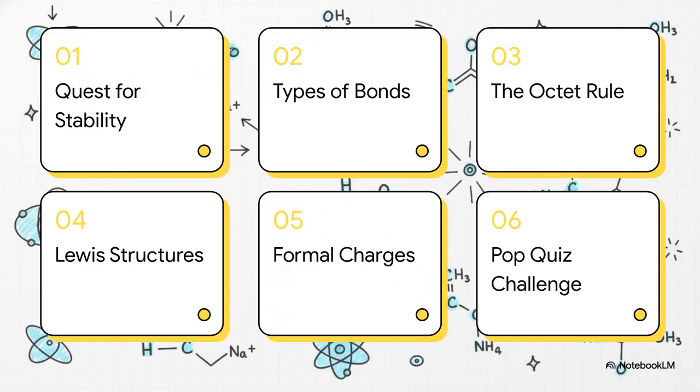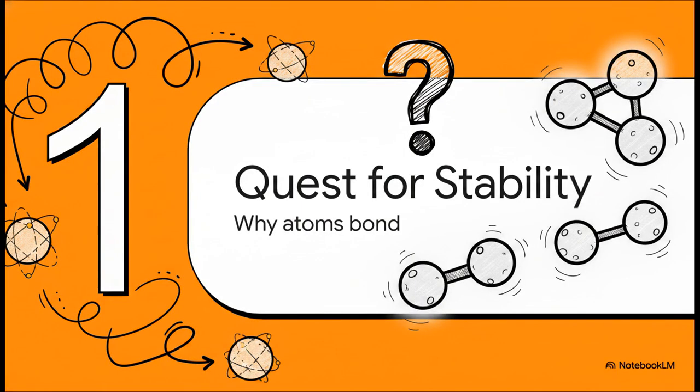Think of me as your guide today. Here is our game plan. First, we'll cover the quest for stability, then types of chemical bonds, third, the octet rule, fourth, drawing Lewis structures, fifth, calculating formal charges, and finally, we'll wrap it all up with a pop quiz challenge to test everything you've learned. Let's kick things off with Section 1, the quest for stability.